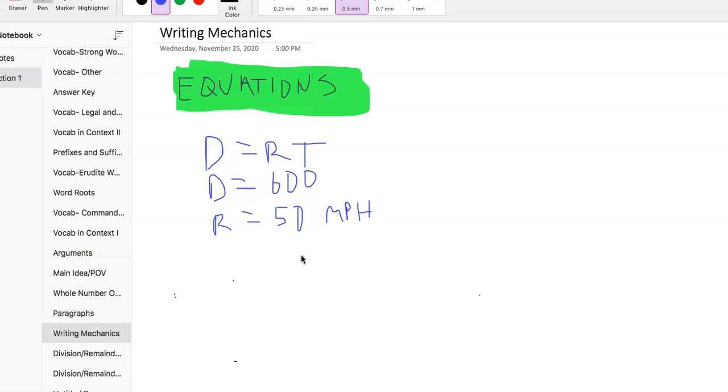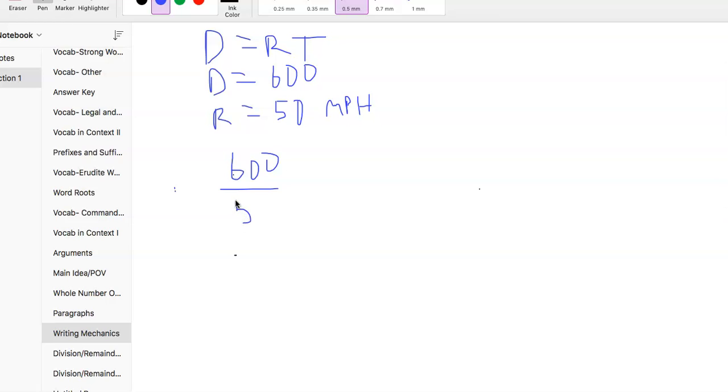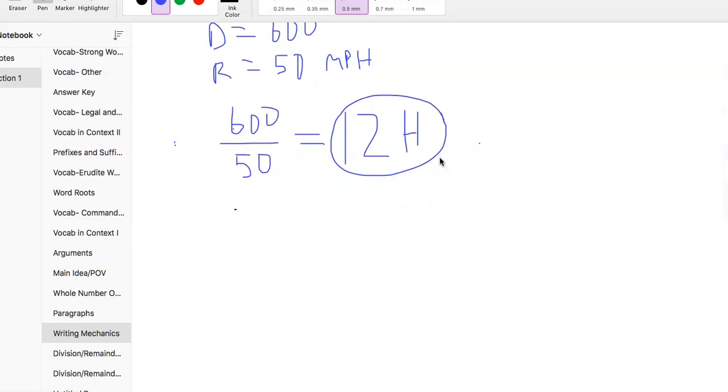Okay, so what we need to know is, so let's look at this. So we have 600 divided by 50 miles per hour. So this is gonna give us the time if we didn't change anything. Okay, 600 divided by 50 is 12. I'll say H is hours. Okay, so that's how long it would take. 12 hours. The question wants us to figure out 600 miles in 10 hours, right? Because they want to go 2 hours faster.